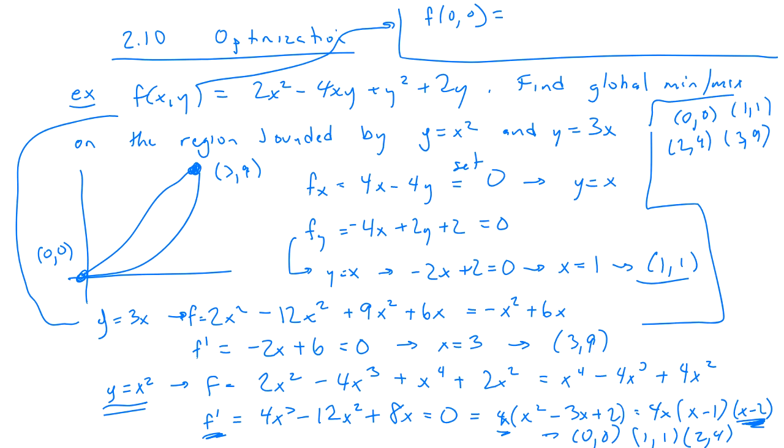If I put 0, 0 into the original function, I get 0. If I put in 2, 4, I also get 0, although you'll double check my numbers. If I put in 1, 1, I get 1. If I put in 3, 9, I get 9.